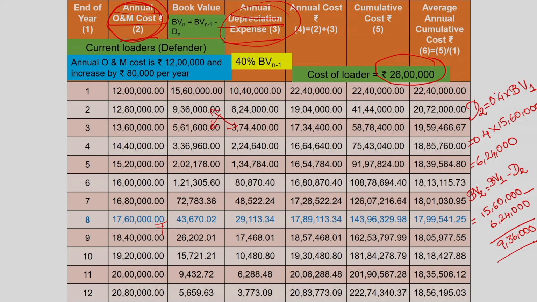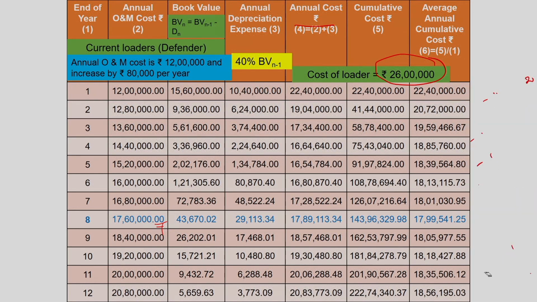Now let us calculate the total annual cost. It is nothing but your column 2 plus column 3, that is, the operating and maintenance cost plus the depreciation. Add the operating and maintenance cost and the depreciation, and you will get the total annual cost.